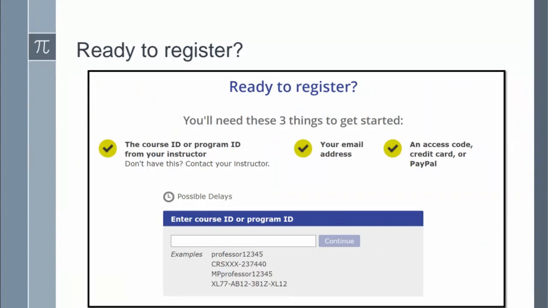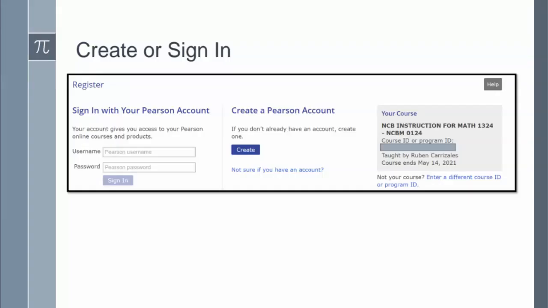And again, just like WebAssign, your instructor on the syllabus is going to provide a course ID. The course ID is a very similar number like the one for WebAssign. You're gonna type that in, and again, once you do that, your professor's name should appear here and your course number and all that to let you know that this is your class. All right, so you're gonna create your account. So you're gonna create a username and password.